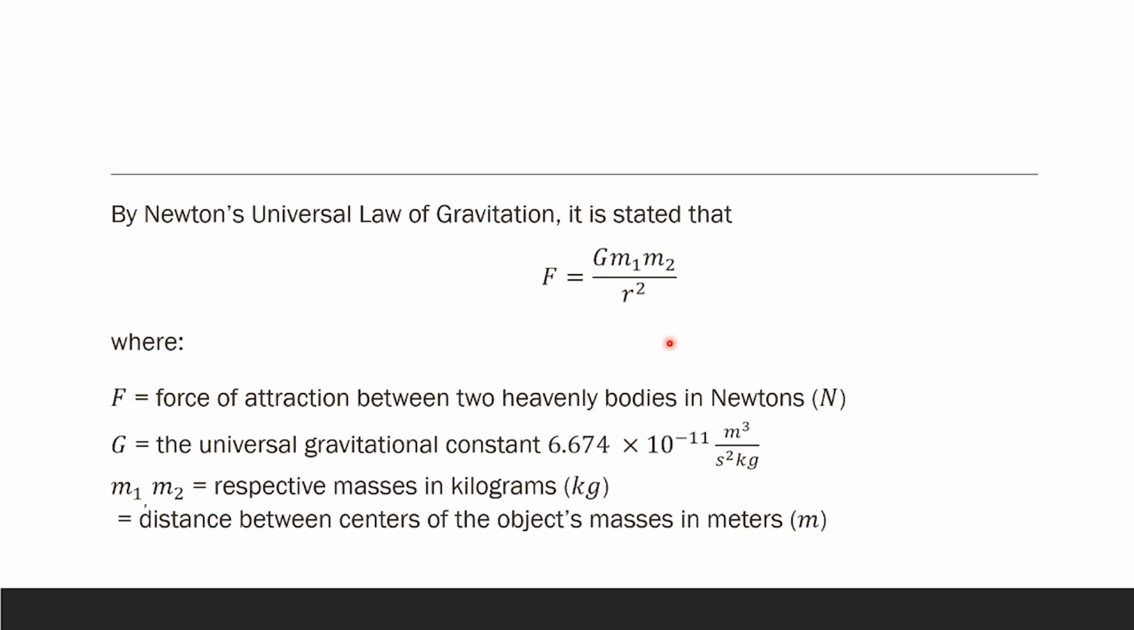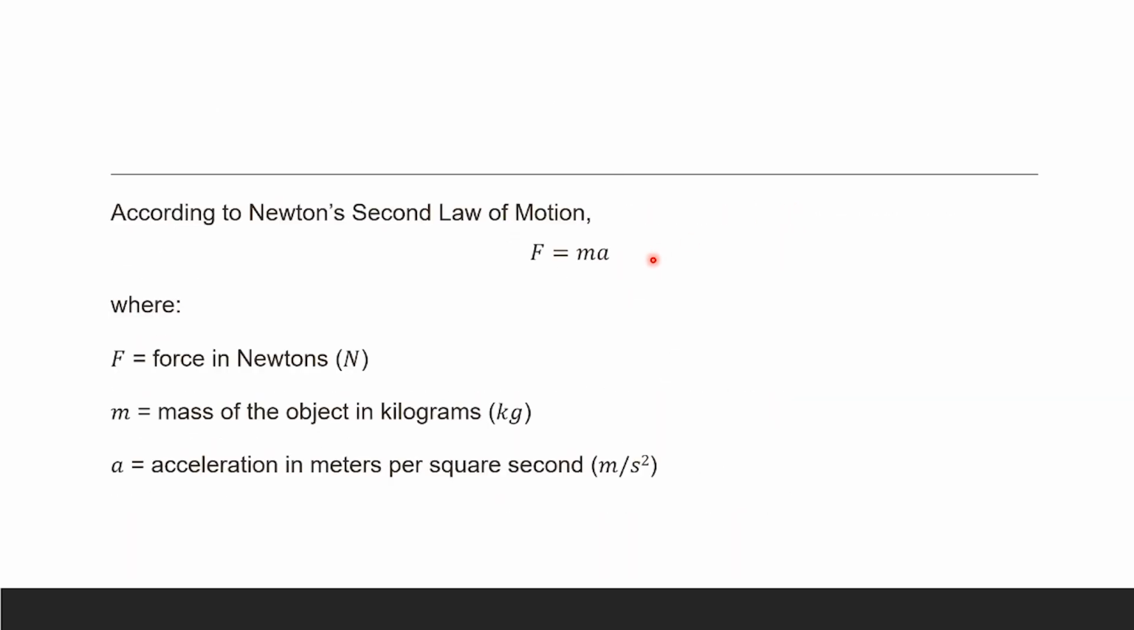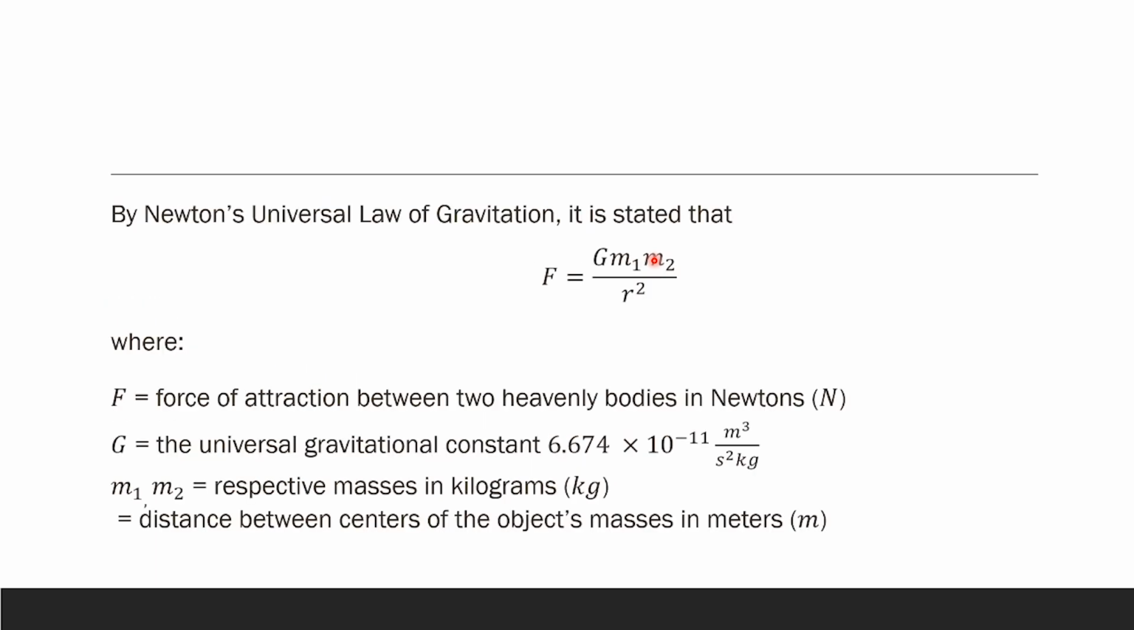But we know that this rocket is accelerating because it is leaving the atmosphere, and it also has mass. Then we can also get the force exerted by this object by using Newton's second law, which is this one. So force is equal to ma. Therefore, we can equate the two because they are actually the same force in respect to the example that we gave earlier, or the figure that we showed.